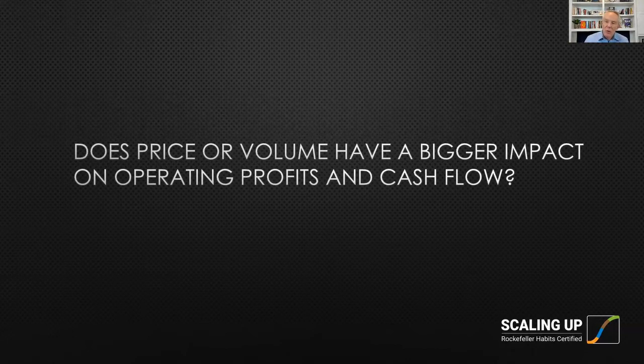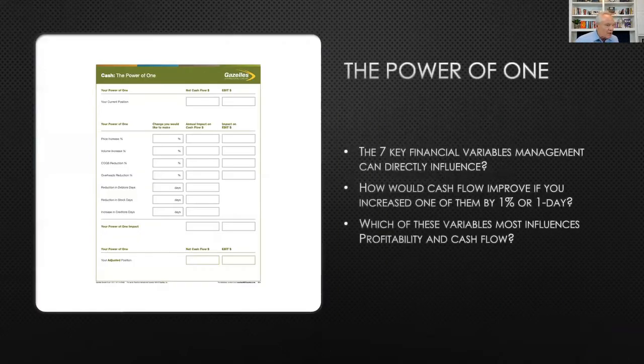And then I want you to think, what might that impact be at my company? So I'm going to take you to a tool, and this is included in the handouts for today, but it's called the Power of One. And this tool is a powerful way to align your management team on those 7 variables, those 7 levers that your management team can absolutely control.